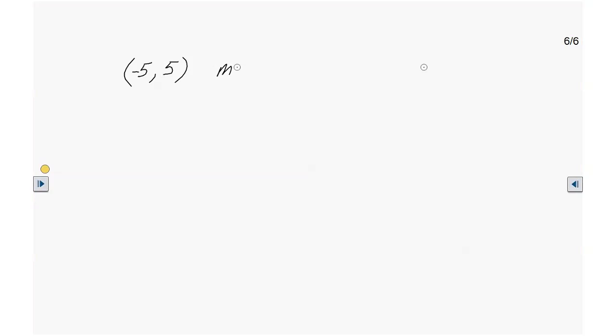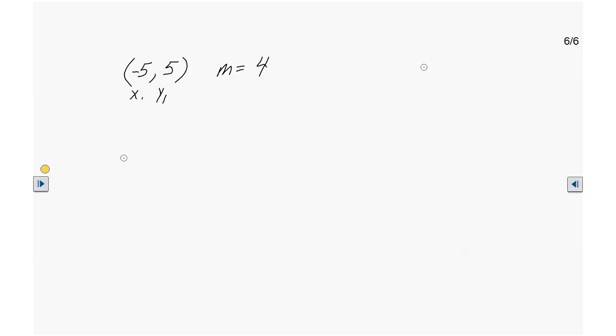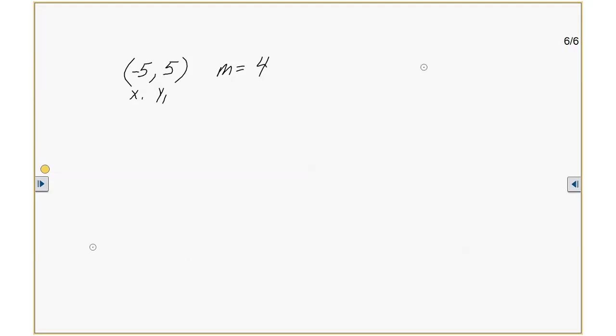And M is equal to 4. All right, do that. Now this one, you don't have to calculate because you're given X sub 1 and Y sub 1. You've got the points already, so all you have to do is plug in 1. That's it.